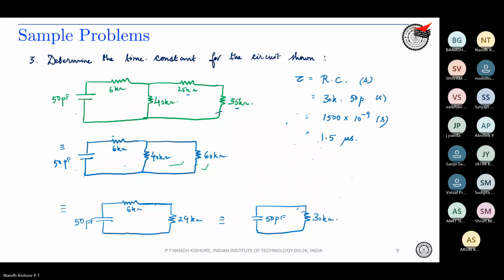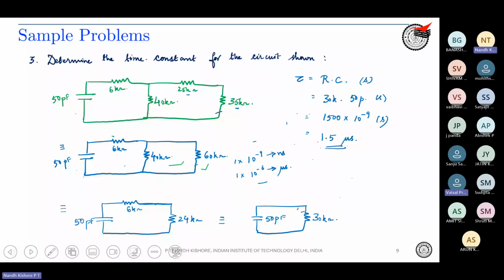Because 1 into 10 power minus 9 is a nanosecond, and 1 into 10 power minus 6 is a microsecond. So basically I have done this. Everyone understood this problem? Simple question, right? Just simplify the circuit and you get the answer. Yes, sir. Okay, great.